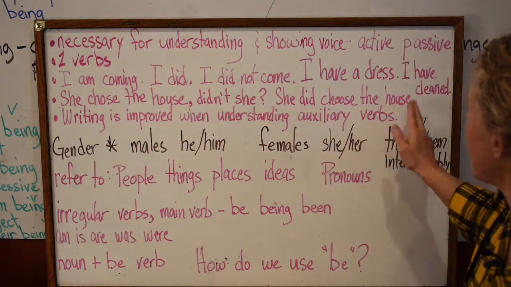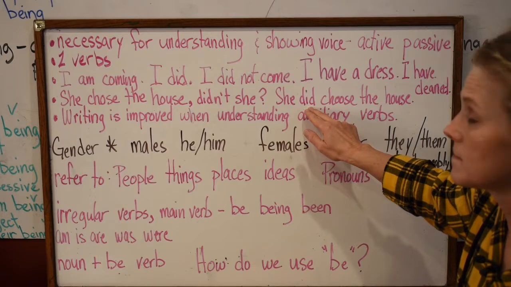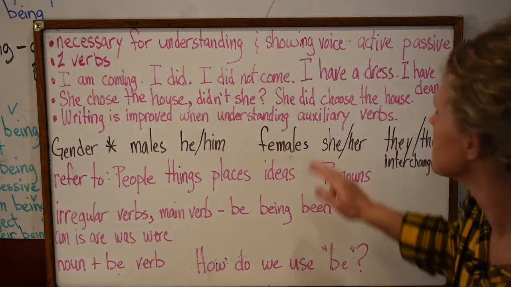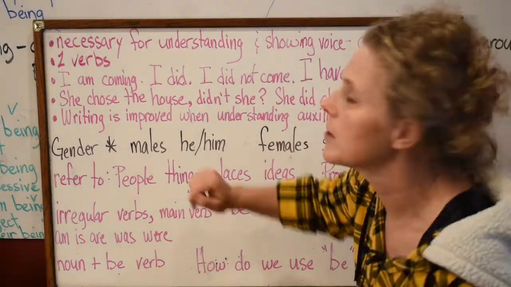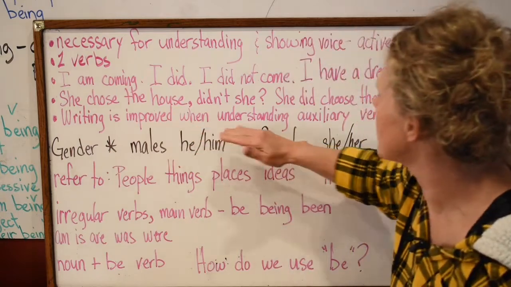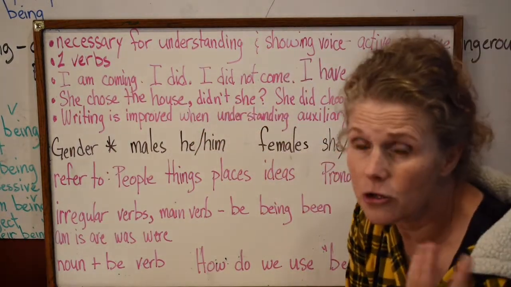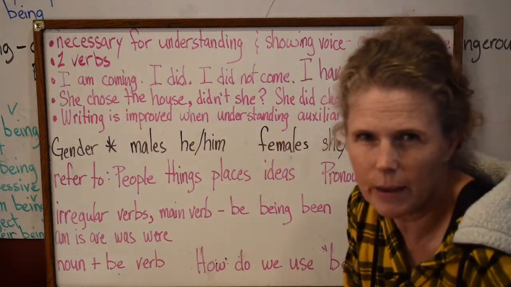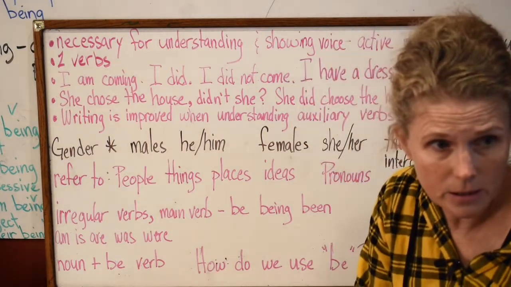How about this one? She did choose the house. What is it here? Helping. This is a helping verb right here. She did choose. This did is helping this action verb right here. So your writing is improved when understanding your auxiliary verbs. If you're understanding your auxiliary verbs, your writing will improve because you're able to put your words together better, right?